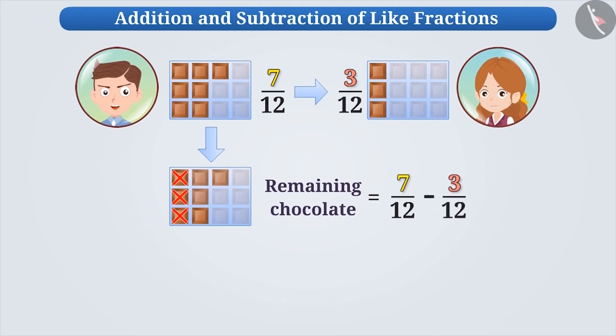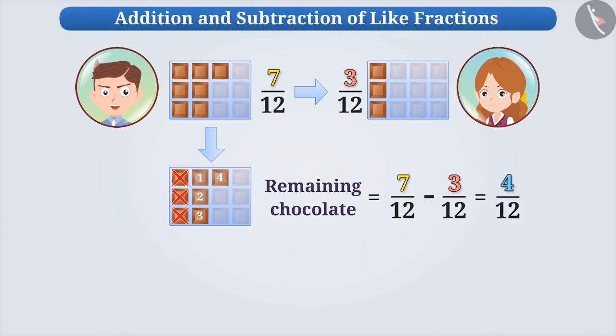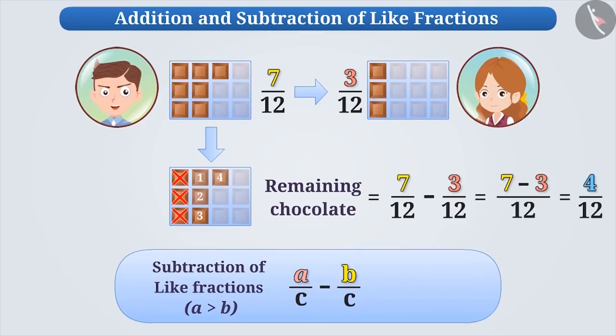As you can see, after giving 3 parts from 7 parts, the remaining parts are 4. Therefore, the fraction of the remaining parts is 4 by 12. Now can we say that 7 by 12 minus 3 by 12 is equal to 4 by 12? Yes, we can definitely say that. Since the denominator is the same, the numerators are subtracted from one another. Therefore, in order to subtract two or more than two like fractions, smaller numerator is subtracted from the larger numerator, and the common denominator is kept as it is.